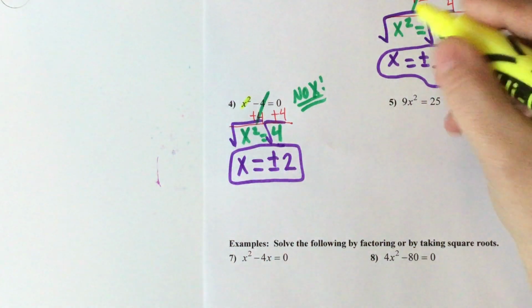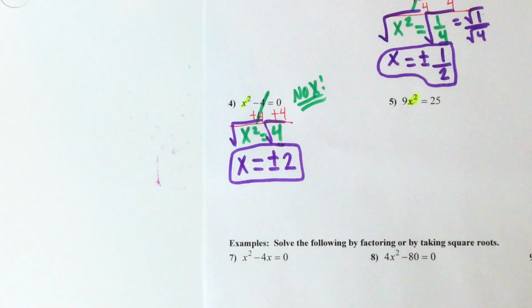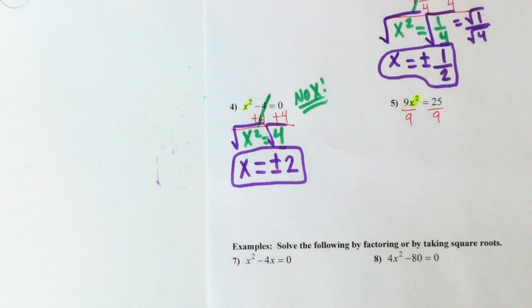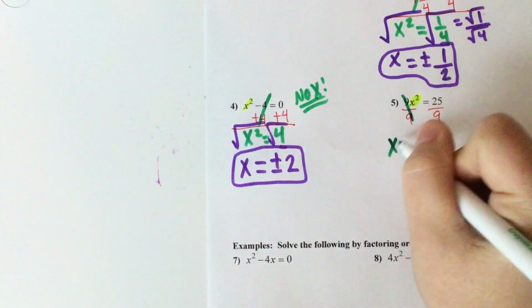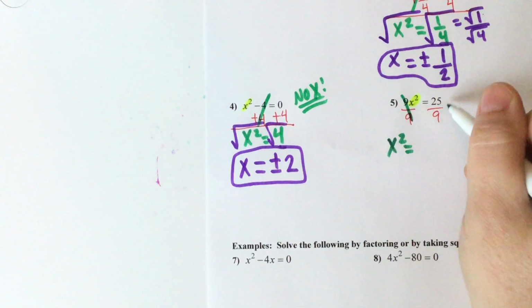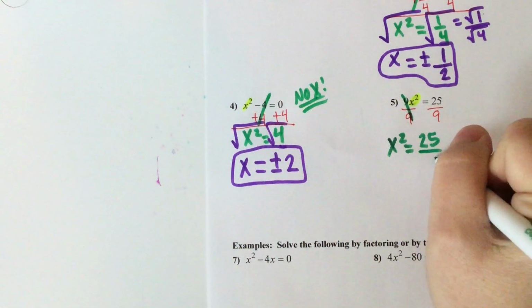Okay, let's look at number 5. So there's no x, so I'm going to do this square root method. What do you think you're going to do to get x squared by itself? Divide by 9. Okay, so if I do that, the x squared comes down. And then if I could divide these, I would divide them, but I can't divide them and I can't reduce them, so we're going to leave it 25 over 9.